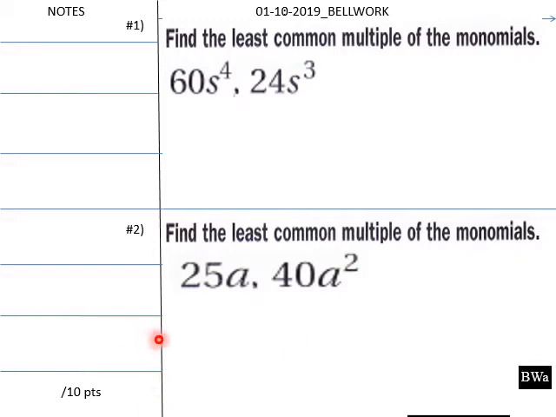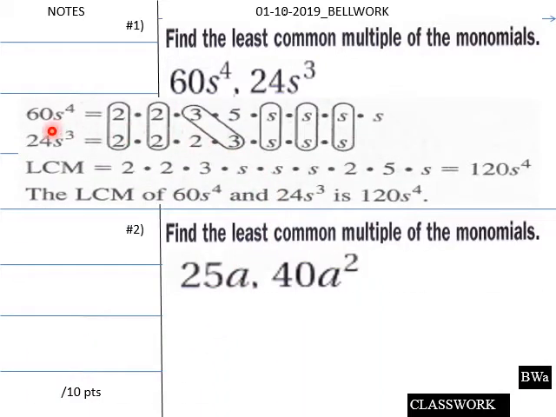Okay, welcome back for our solutions to our bell work today. Here's 60s to the 4th power factored out, and then 24s cubed factored out. So the LCM would be 2 times 2 times 3 times s cubed times 2 times 5 times s. So it'll be 120s to the 4th power here. Both of those numbers will go into 120s to the 4th. So that would be your LCM of these up here.